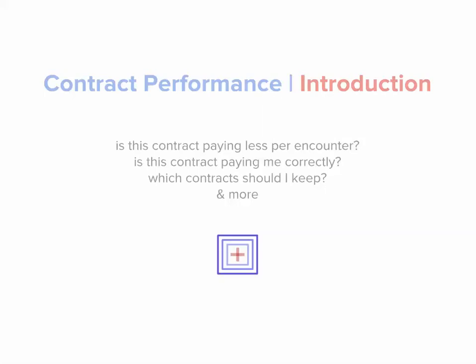Alright, so here's a quick introduction into contract performance. And the idea here is as you meet with your different payers, you want to be able to answer some basic questions to make sure that you're guiding your discussions in the right direction. So for instance, is this contract paying less per encounter? Is this contract paying me correctly? Which contract should I keep? And more.